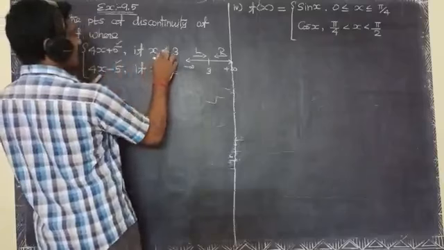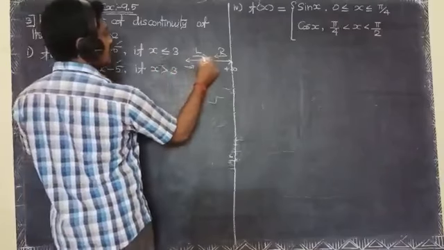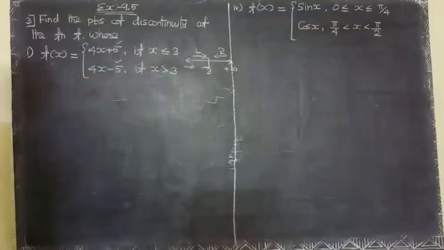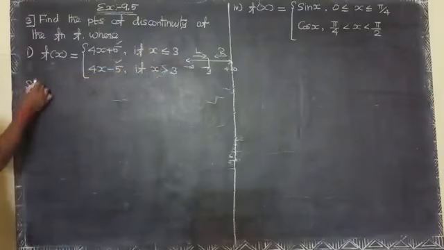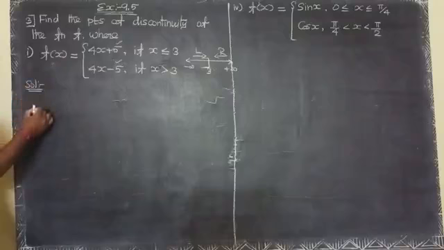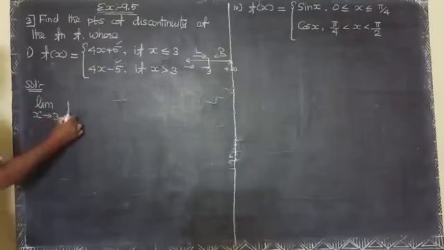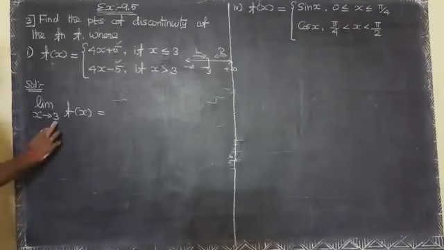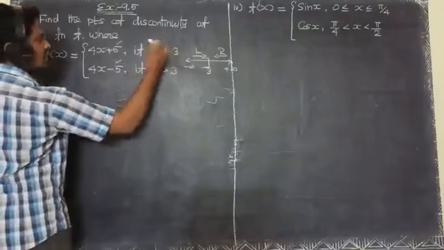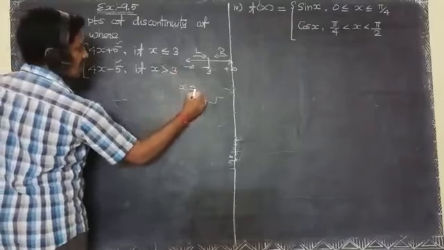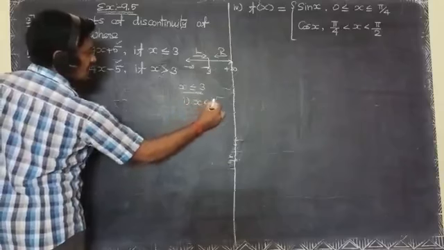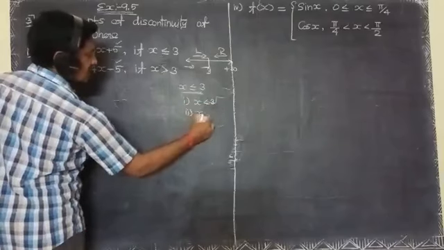Here, less than or equal to 3 means including the function. Equal to 3 means including these functions. Solution: limit x approaches 3 of f of x. Here x approaches 3 means x less than or equal to 3. It means in the first one x is less than 3, in the second one x is equal to 3.